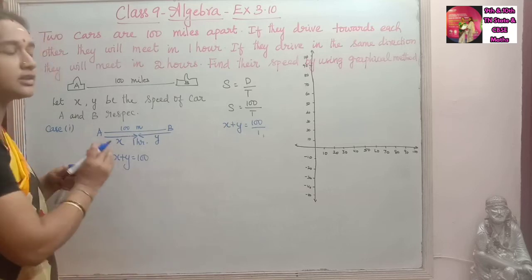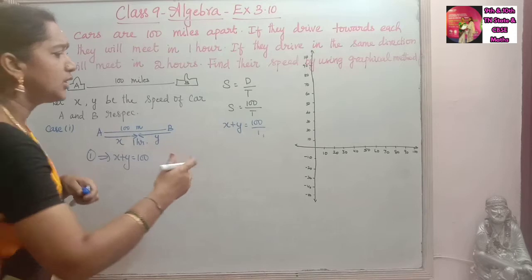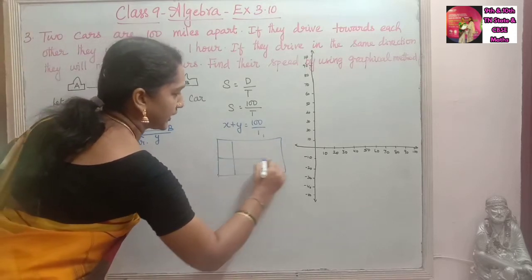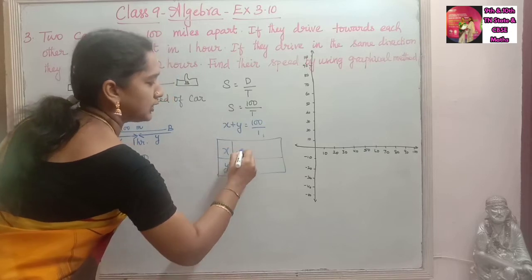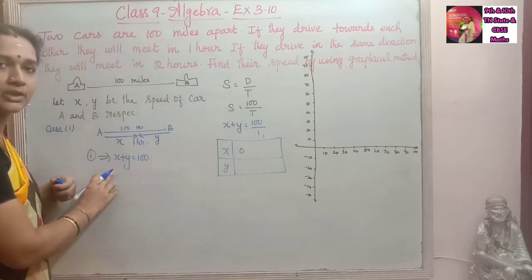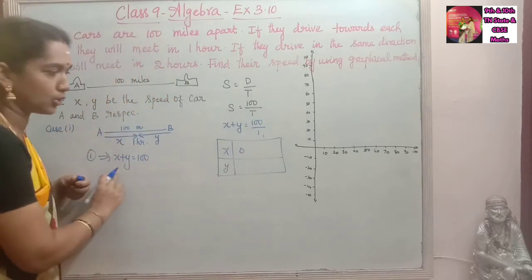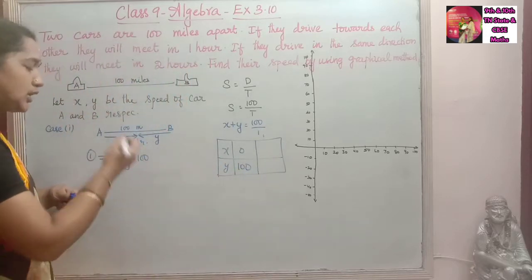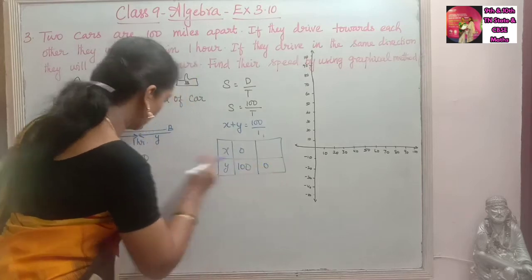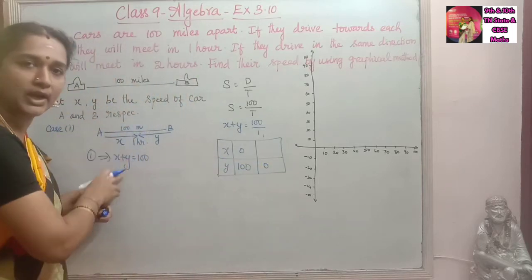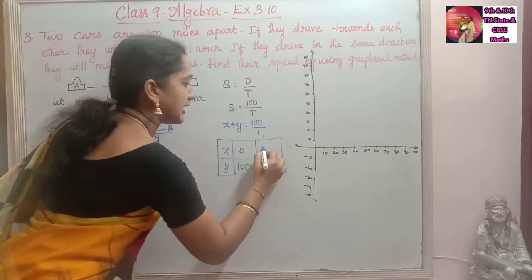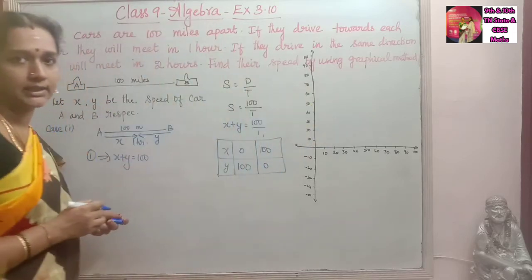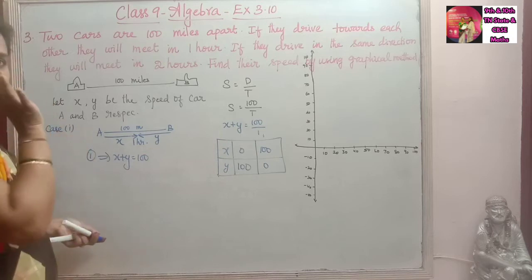For this first equation, what are all the points we need to plot? That also we will find. X, Y. If we substitute X value as 0, we will get Y as 100. If we take Y as 0, we will get X as 100. So, these 2 points we will be plotting in the graph. So, this is case 1.